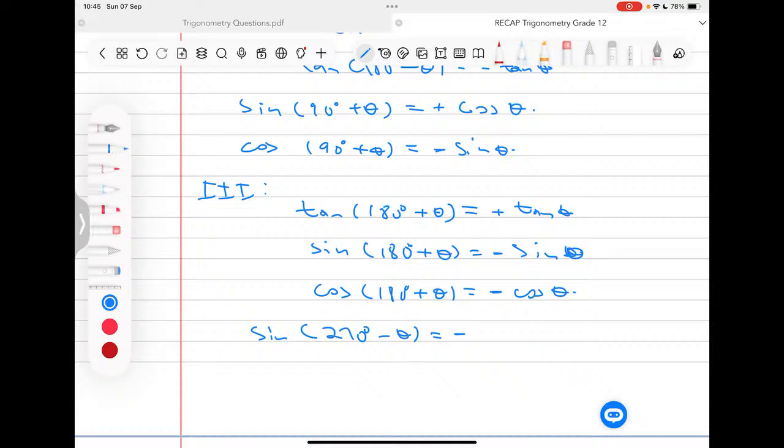Now, this means that the name will change to its co-function. The name of sine will change to its co-function, and the co-function of sine is really the cos of theta. And then it will reduce to the angle theta there, right? Sometimes you can also get a cos. They could give you a cos of 270 minus theta, and then you can work with that.